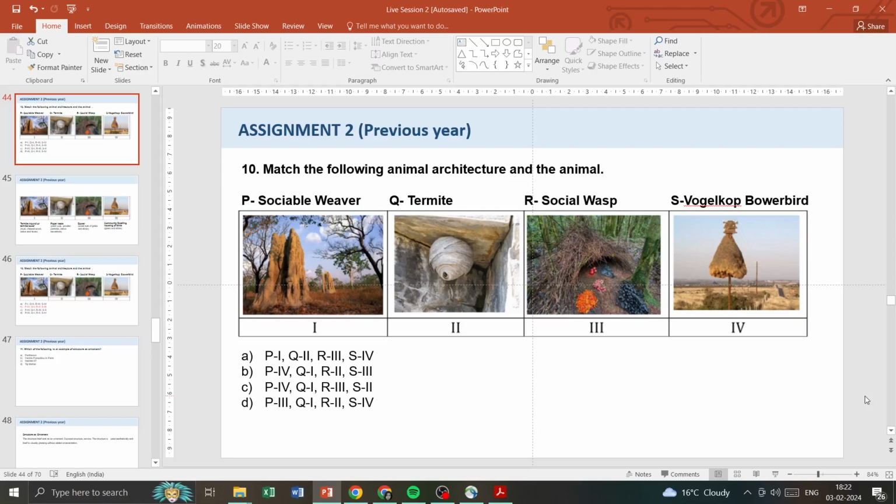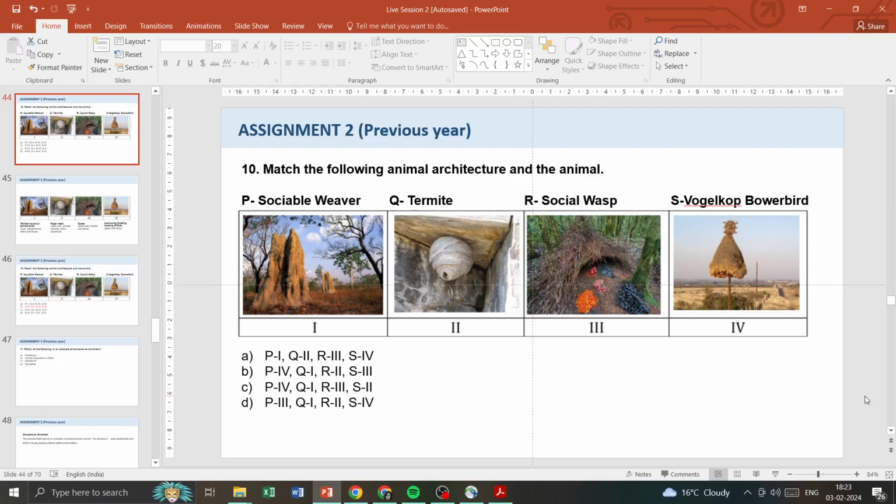Sociable weaver. Sociable weaver is a bird, a weaver bird. In Hindi we call it baya. The weaver bird makes nests by weaving different grass and dried things it finds. Sometimes some kinds of weaver birds make an entire colony or community to live together. Those kinds of weaver birds are called sociable weavers.